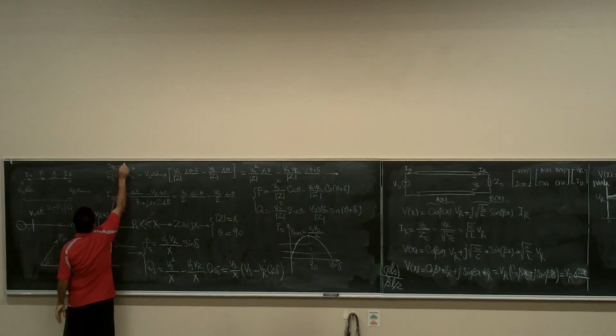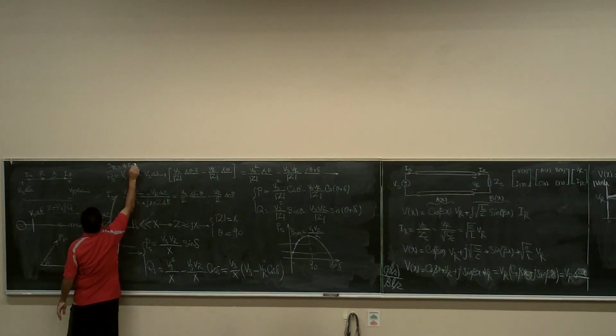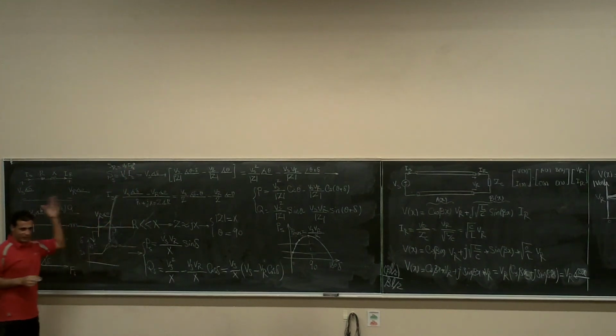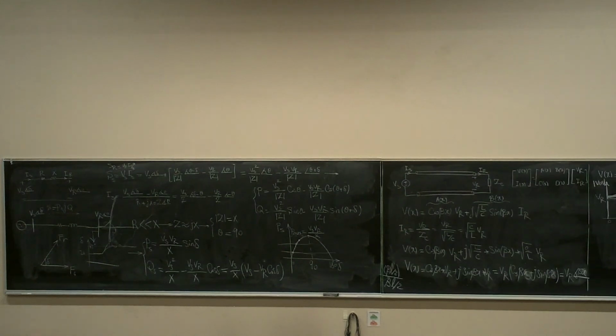SR is going to be VR times IR conjugate. I'm not going to calculate the rest. I'm going to leave it with you. But can you tell me how much is going to be PR? It's very, very simple. And this one is 1. Last one.